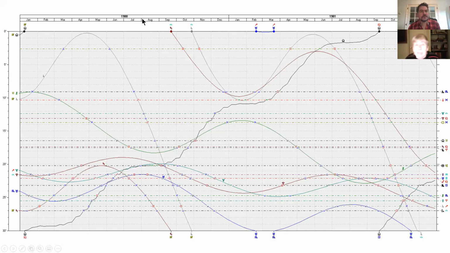I personally like to use a graphic ephemeris for transits. And here I've just been very brief. I've only done the 30-degree ones. I would normally also have the 45-degree ones in there because they, to me, are the triggering aspects. But I thought for the sake of brevity, I'd just put the 30-degree ones in.